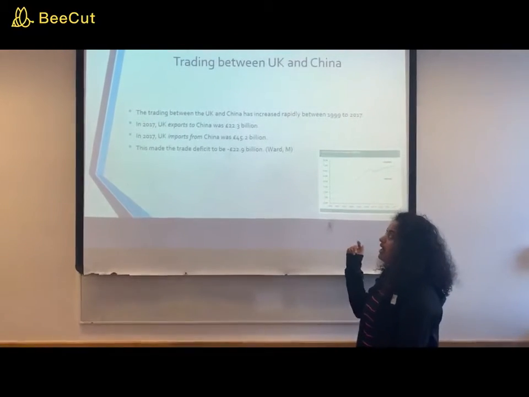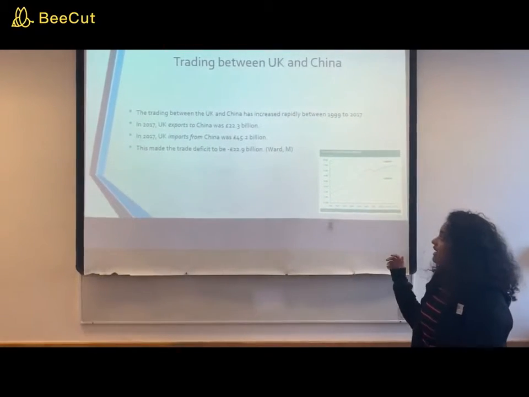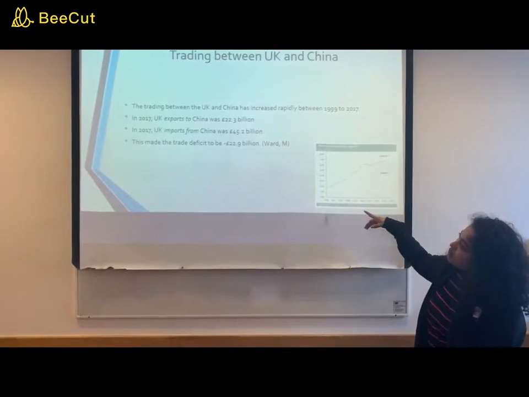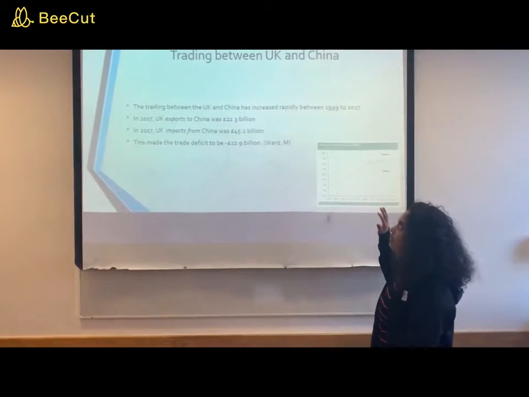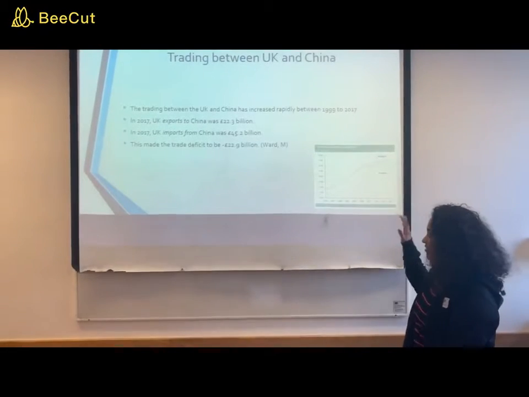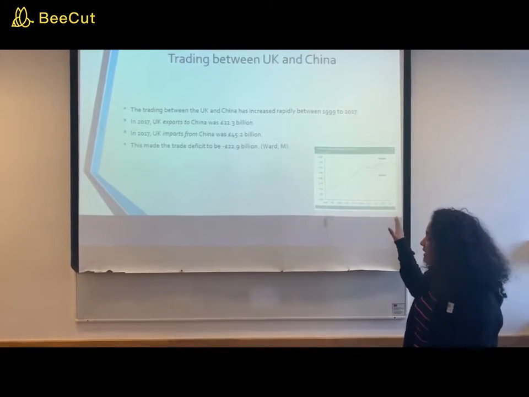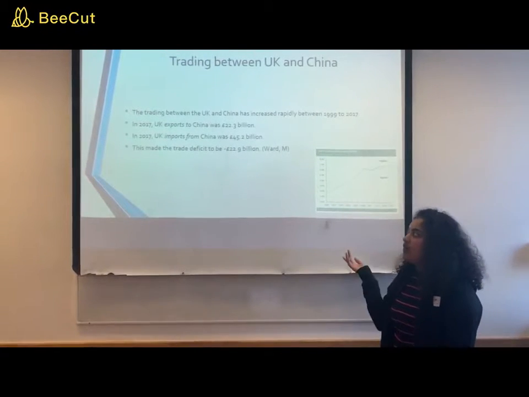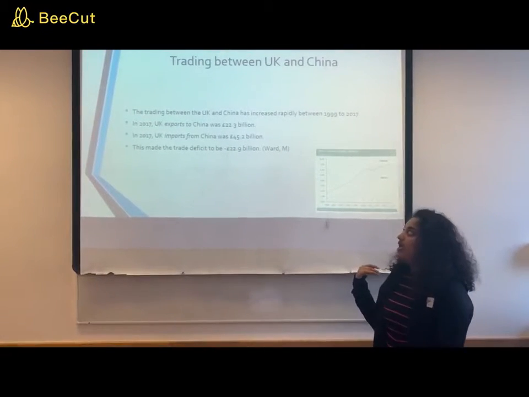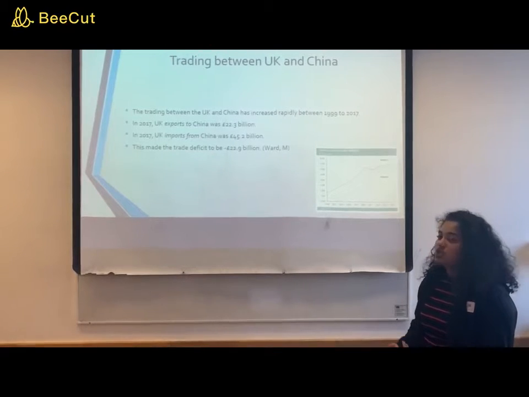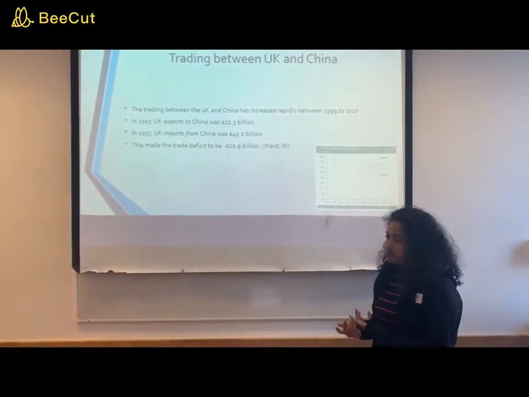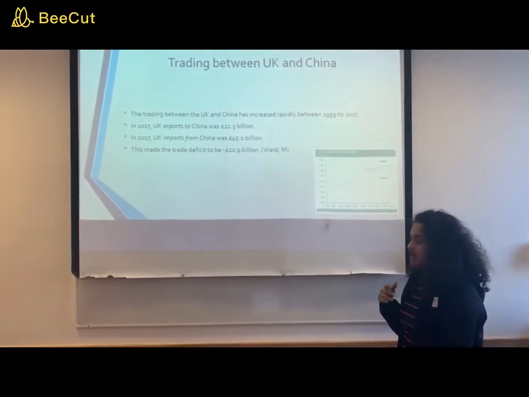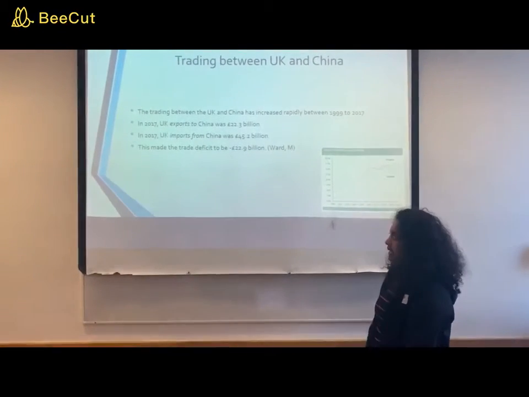I'm going to be talking about the trading between the UK and China. As you can see in this table here, the trading between the UK and China has increased rapidly between 1999 and 2017. However, because UK exports to China are lower than UK imports from China, there is a trade deficit of minus 22.9 billion.